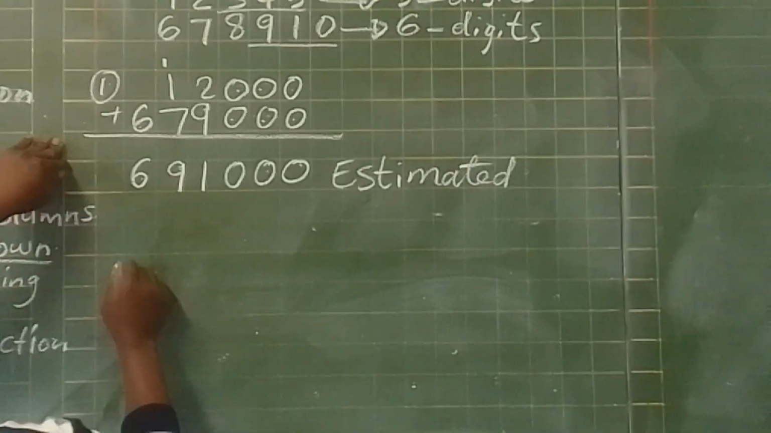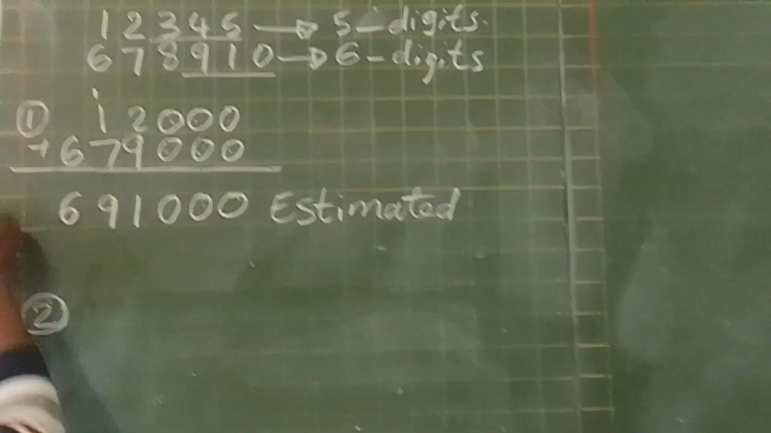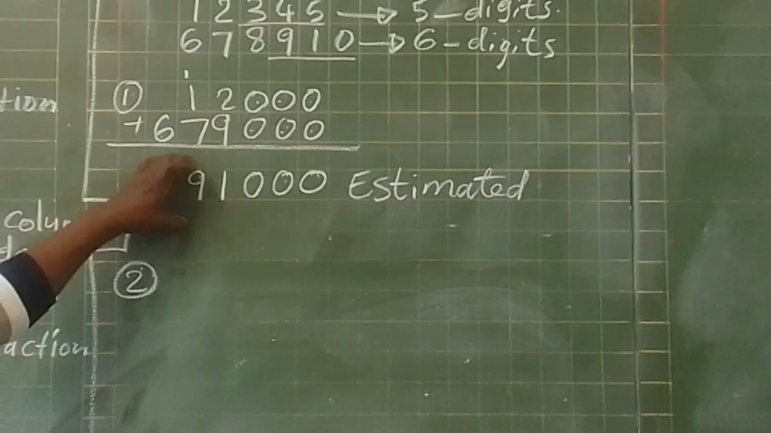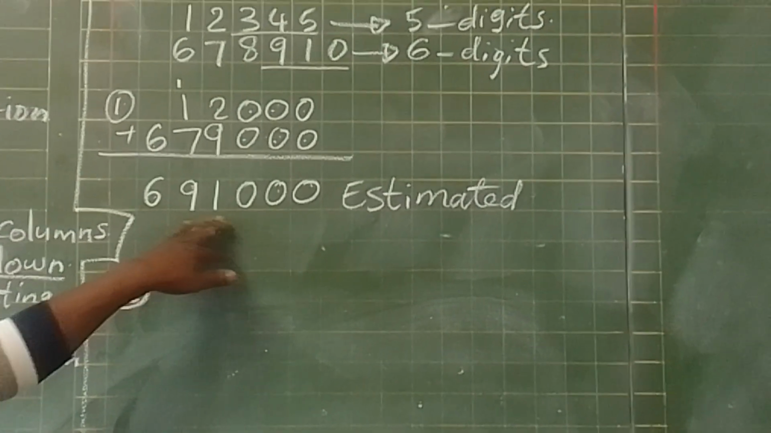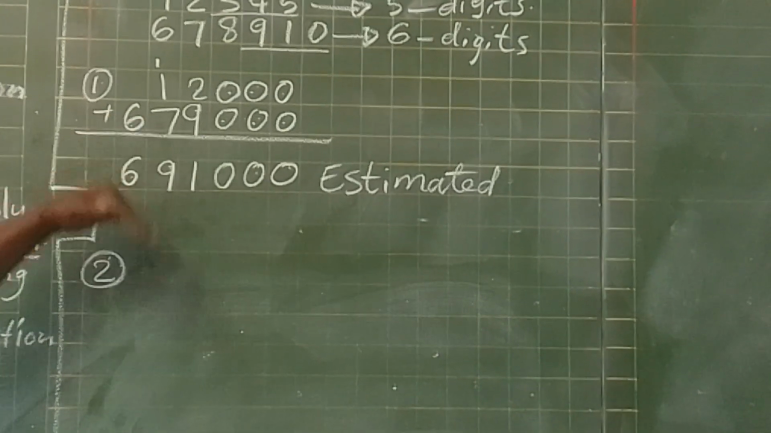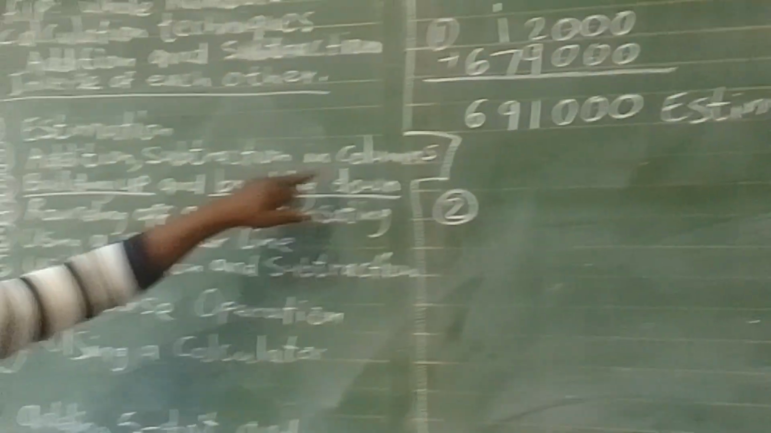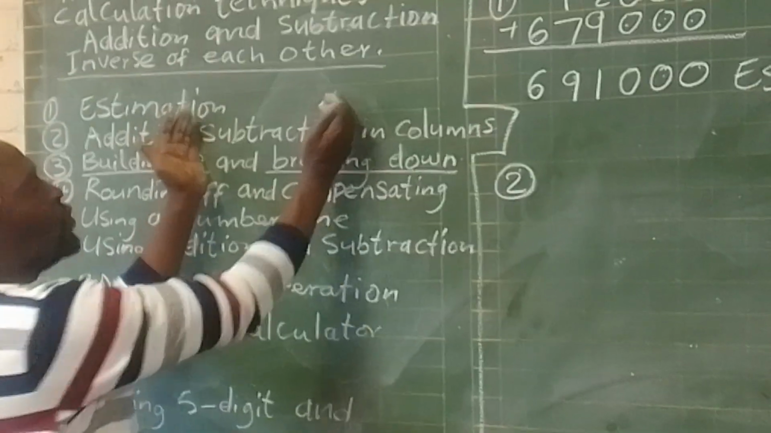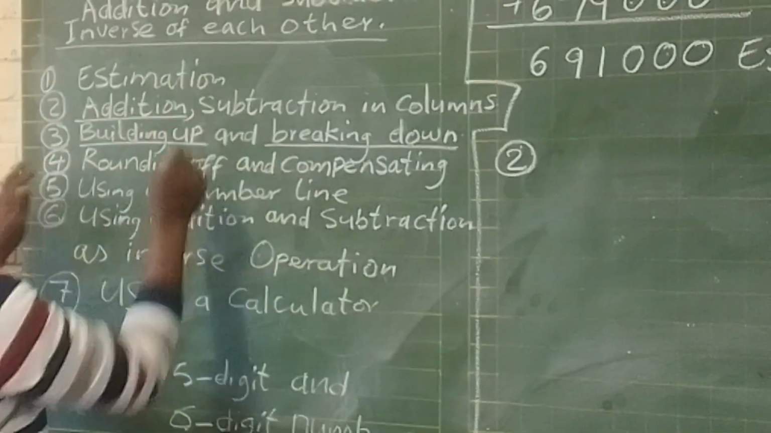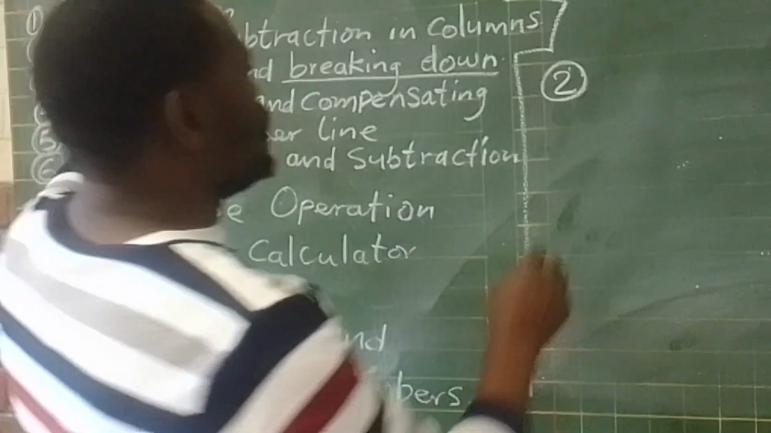It means that when you come to add the numbers in number 2, you must get a number close to 691,000. That is the number that you are going to add. So now number 2 says addition in column. We are doing addition. We cannot do addition and subtraction at once. We are doing addition only. We will come back for subtraction. For now, we're going for addition.